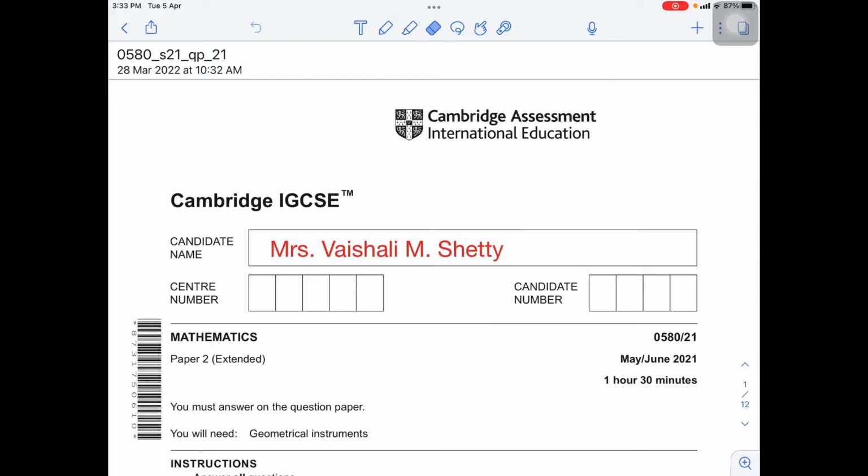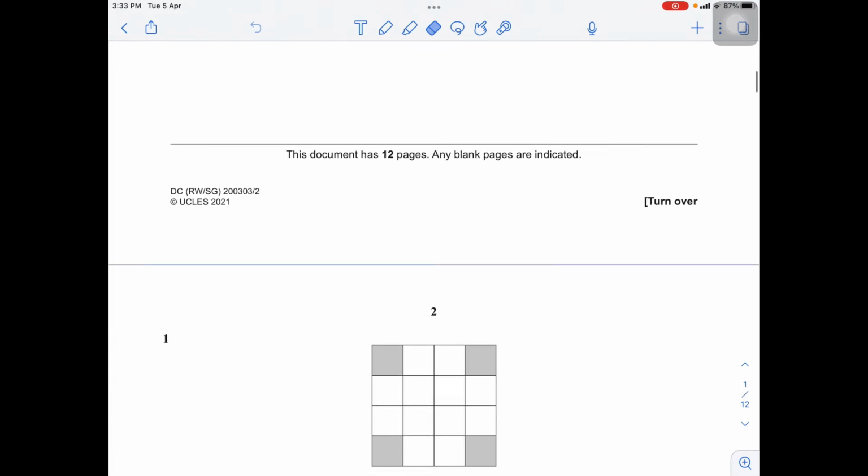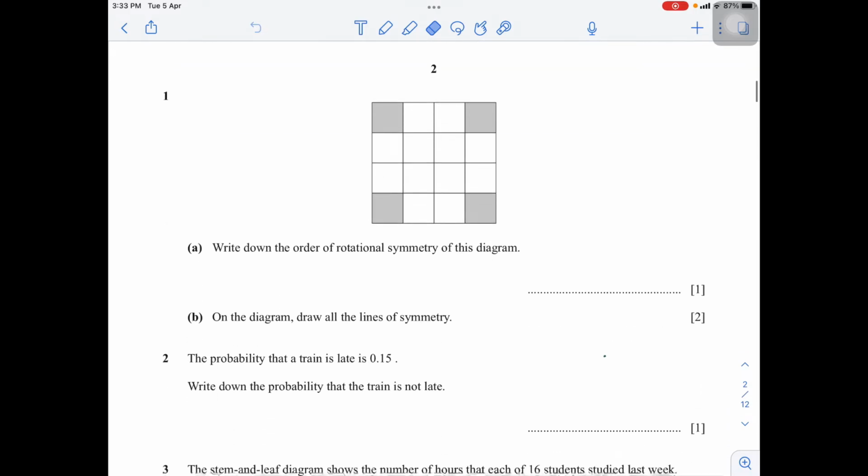Today we are trying May June 2021, paper 21. Question 1. Write down the order of rotational symmetry of this diagram.